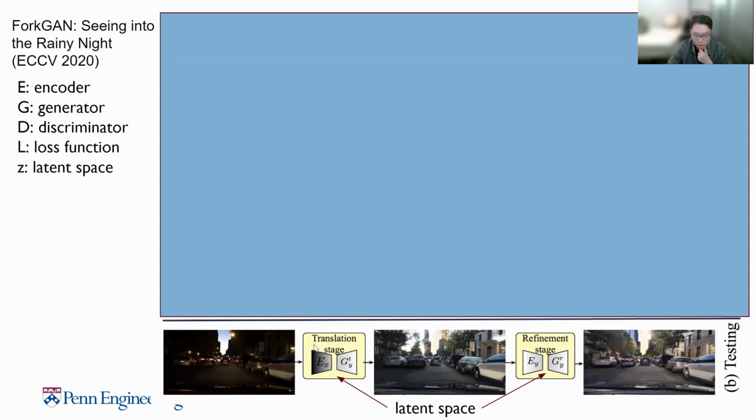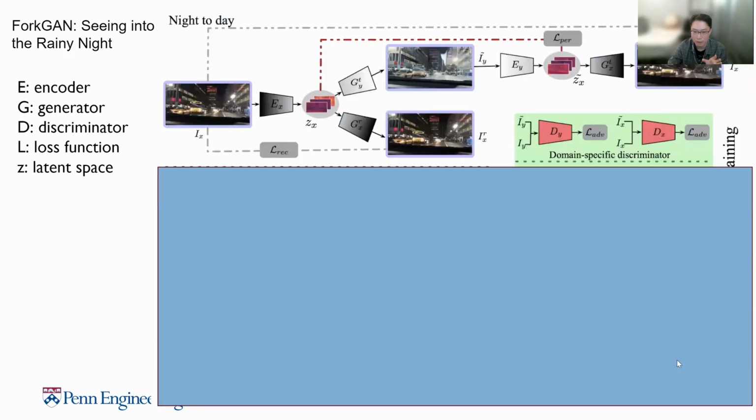So they have a translation stage. Basically, it goes from a night scene into a neutral scene, and this refinement stage takes the neutral scene and outputs a refined day scene image. So this is the testing pipeline.